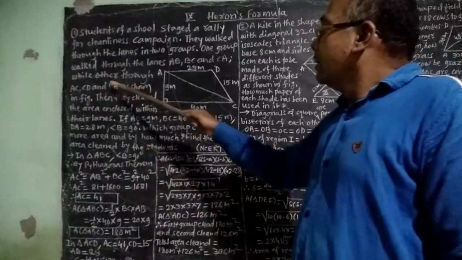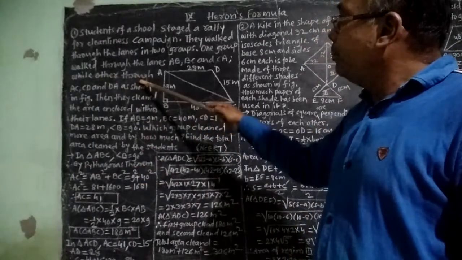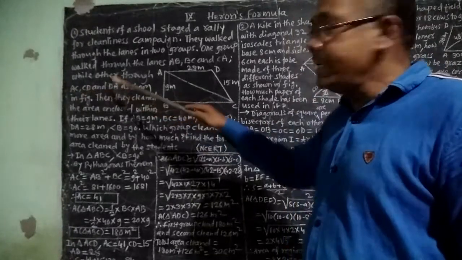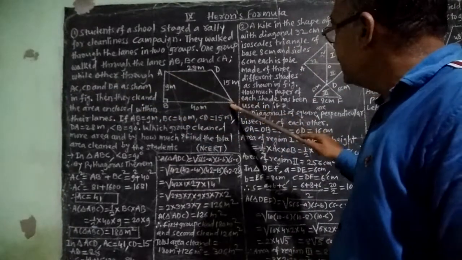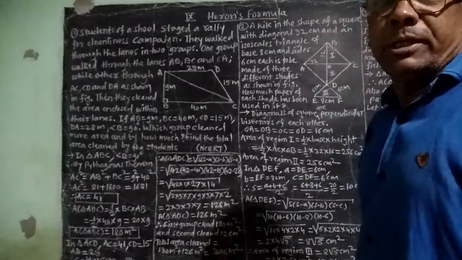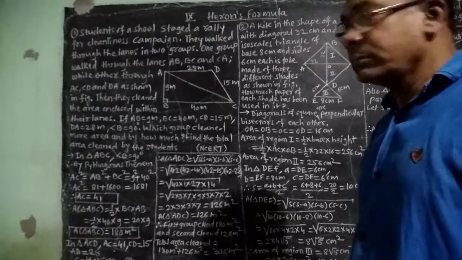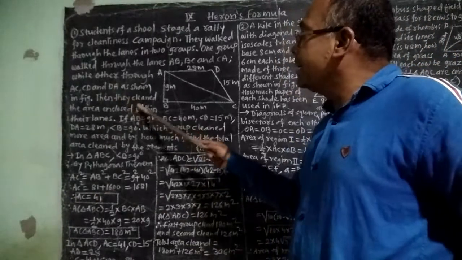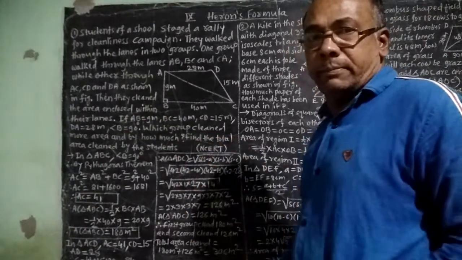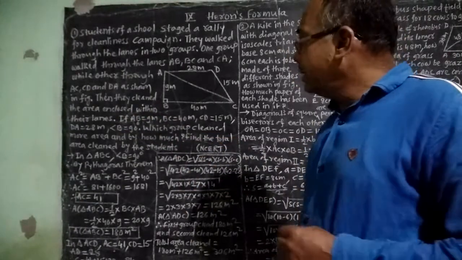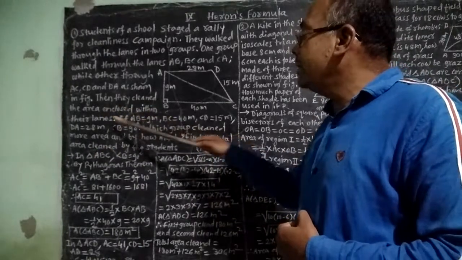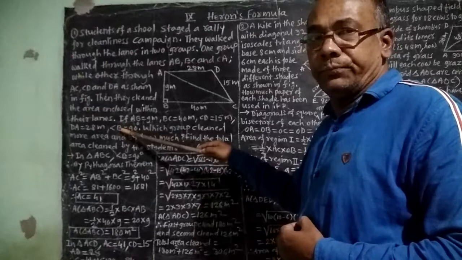Then the other group through AC, CD and DA. Here AC, CD and DA as shown in the figure. Then they clean the area enclosed within their lanes.